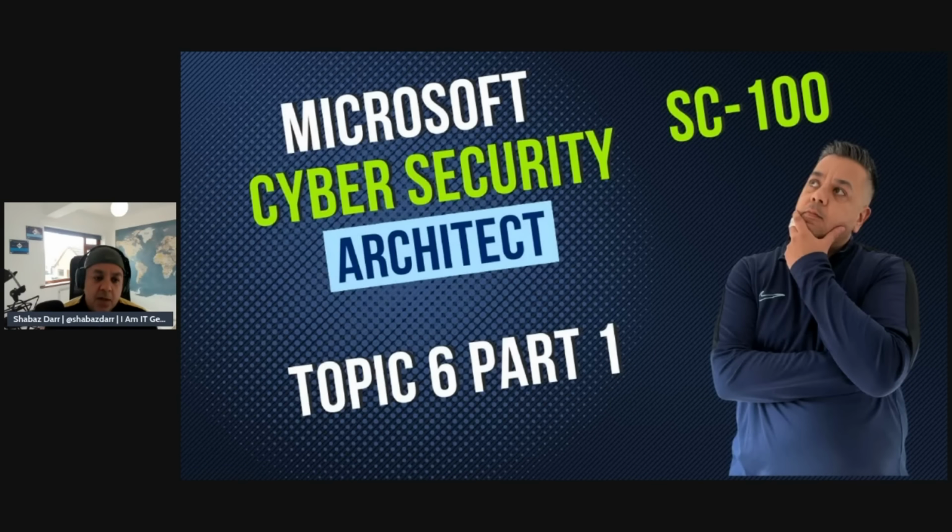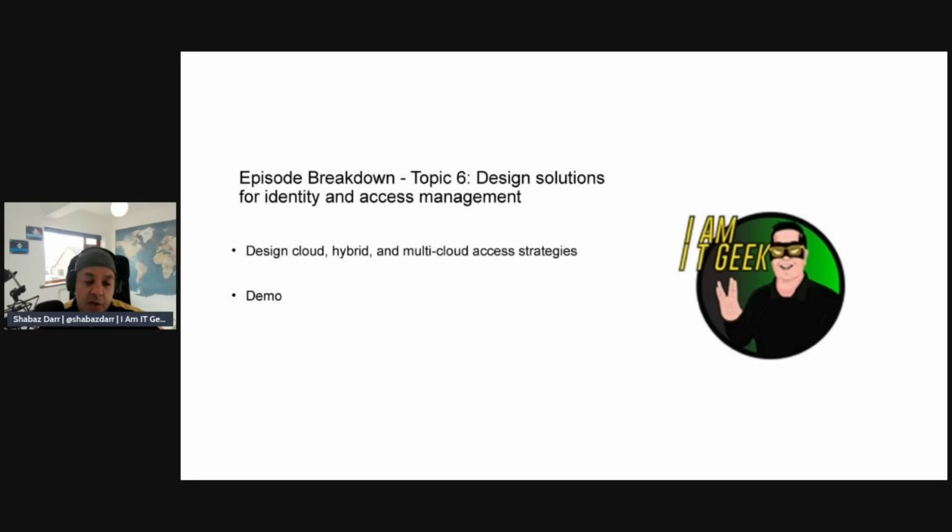More importantly, we are moving on to a new topic today. So let's get started with this episode. As I mentioned, this is the Microsoft Cybersecurity Architect exam, which is the SC100 Microsoft exam. This is the start of topic 6, part 1 of the topic. This topic is about designing solutions for identity and access management, so a lot of IAM capabilities here. Today specifically, we're going to talk about designing cloud, hybrid and multi-cloud access strategy.